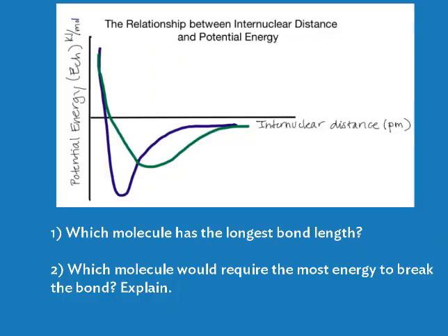Go ahead and pause the video and answer these two questions about these two molecules. We have the one that's represented with blue and green. So the first question, which molecule has the longest bond length? Remember, bond length had to do with the x-axis. So the longest bond length would have its valley the farthest to the right. So that would be the green one.